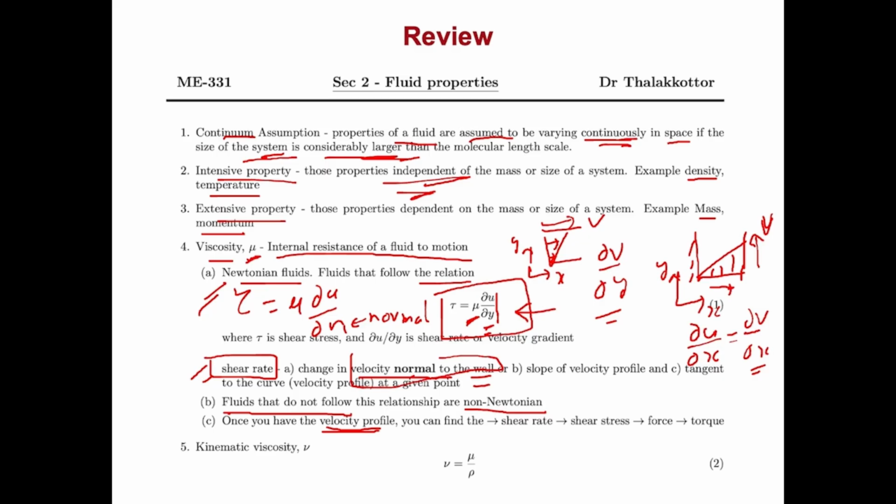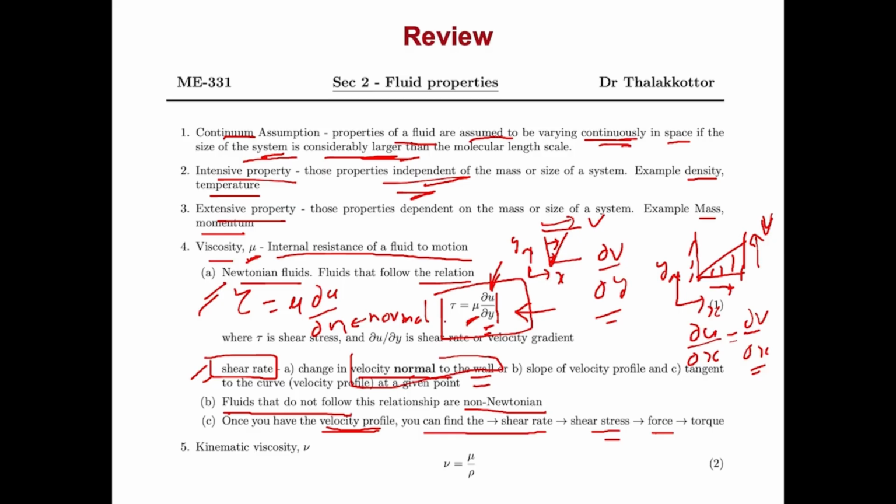Once you know the velocity profile, you can find the shear rate by taking the derivative, right? So you can find the shear rate as a result. If you know the shear rate, then you can find the stress, because if you have the shear rate, you multiply by viscosity, you can find the stress from this relationship. Once you know the stress, you can multiply the stress with area to find the force.